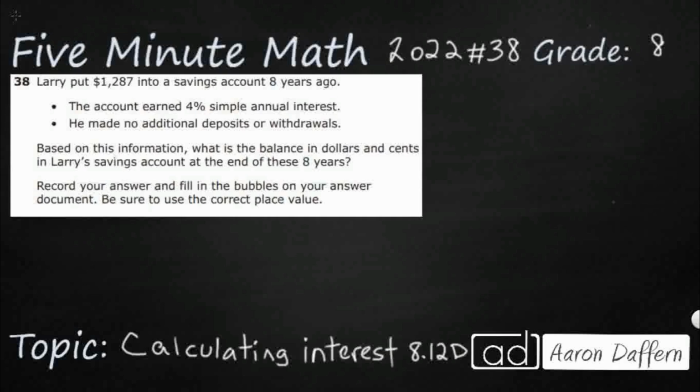So we're going to put $1,287, that's a very specific amount, into a savings account for 8 years. We're not going to touch it. We're going to get 4% simple annual interest, no additional deposits and withdrawals. So what is my new balance after the 8 years? All right, and we got to bubble that in.